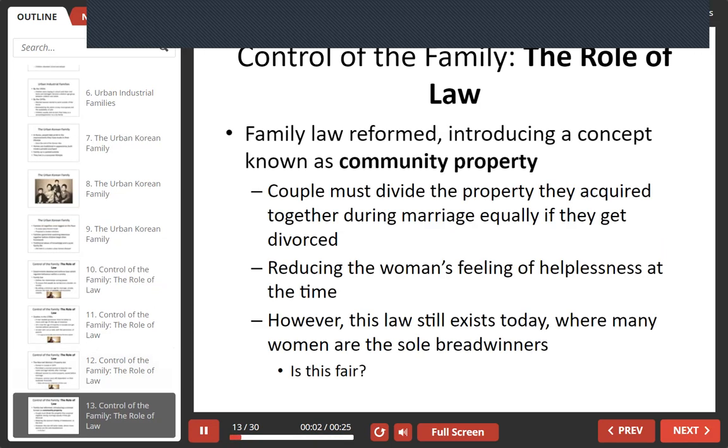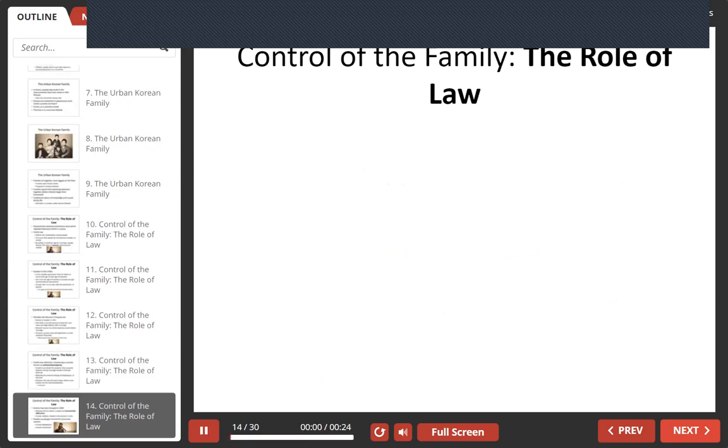As family law reformed, it introduced a concept known as community property, where the couple must divide the property they acquired together during marriage equally if they get divorced. This would reduce the woman's feeling of helplessness at the time. However, this law still exists today, where many women are the sole breadwinners. Is this fair?